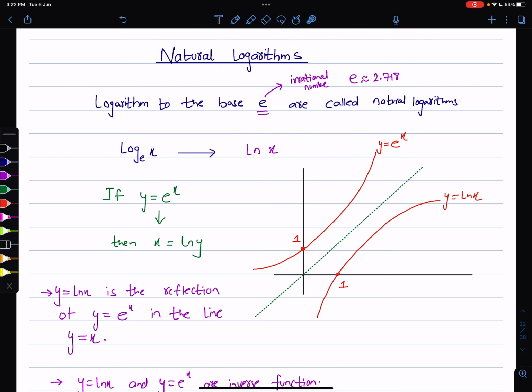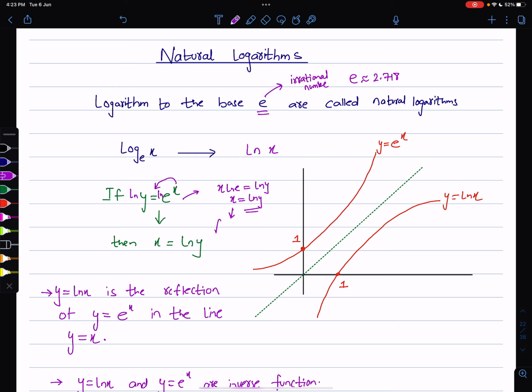Now, if y is equal to e to the power of x, that is the exponential function, and we want to find x, we can take ln on both sides, and the power x can be brought down. So x ln e is going to be equal to ln y. Ln e is 1, so x is equal to ln y. So that's the inverse function.